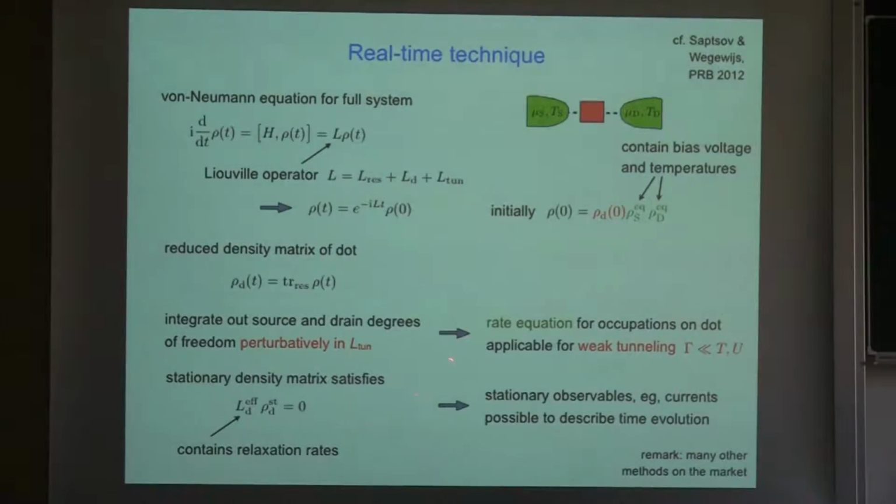Yes, so, and from the stationary density matrix, we can then obtain the stationary observables, for example, the currents through the system. And as I said, one can also use that to describe the real-time dynamics and the relaxation. As a disclaimer, there are, of course, many other methods on the market to describe these type of transport setups, and they all have their advantages and disadvantages. And if you are interested, then we can discuss about that over coffee.